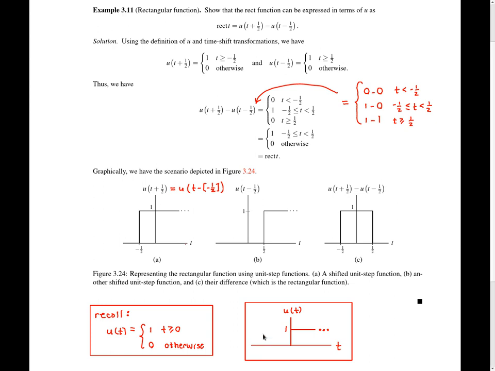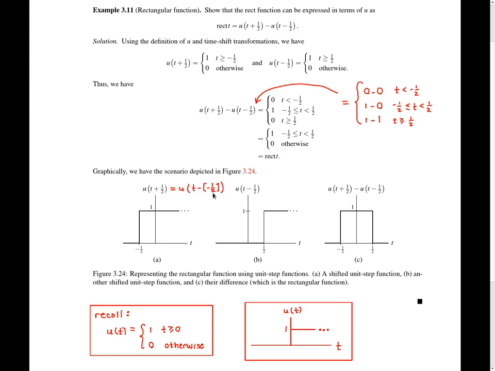So getting back to the problem at hand, we want to write expressions for each of these individual terms, for u of t plus 1/2 and for u of t minus 1/2. Let's focus on the first term first. So u of t plus 1/2 corresponds to a unit step function that's been shifted by minus 1/2 units. The reason why is with time shifts we have to interpret the time shift with a minus sign. In other words, it's t minus something.